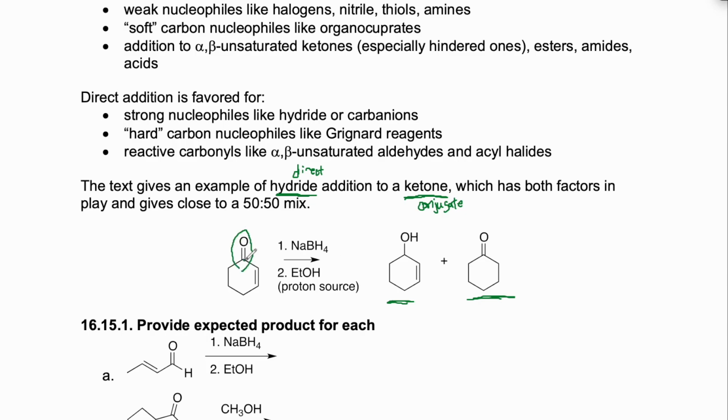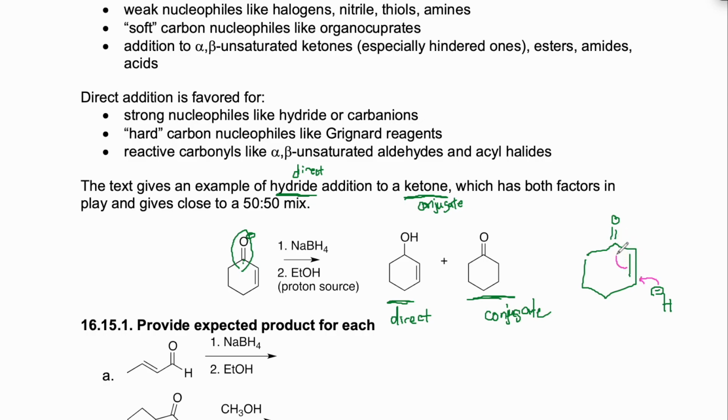If this carbon reacts with hydride, it makes the anion here, and then you quench the reaction with ethanol. You can give that a proton, and you can get this over here. So this is the direct addition product. The conjugate addition product is the one where the hydride adds to the beta carbon rather than the carbonyl carbon.